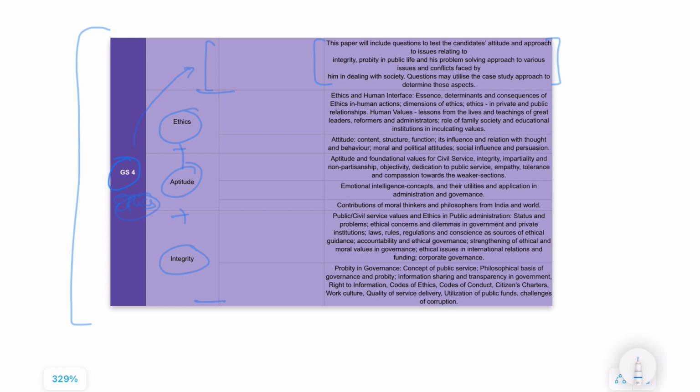This paper will include questions to test the candidate's attitude and approach to issues related to integrity, probity, etc. In dealing with society, questions may utilize case study approach. This is the important section. Why? Because there is no other GS paper where we have case studies.